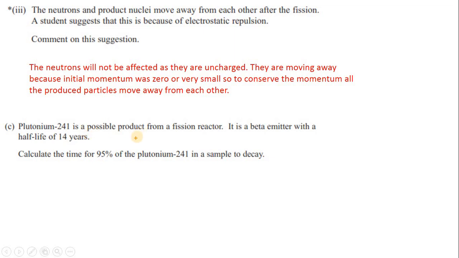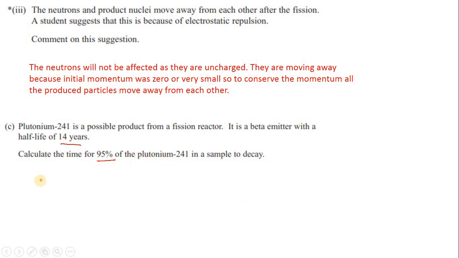Plutonium-241 is a possible product from a fission reactor. It is a beta emitter with a half-life of 14 years. Calculate the time for 95% of the plutonium-241 in a sample to decay. So how long does it take for a plutonium sample to decay 95%? You need to find the time.